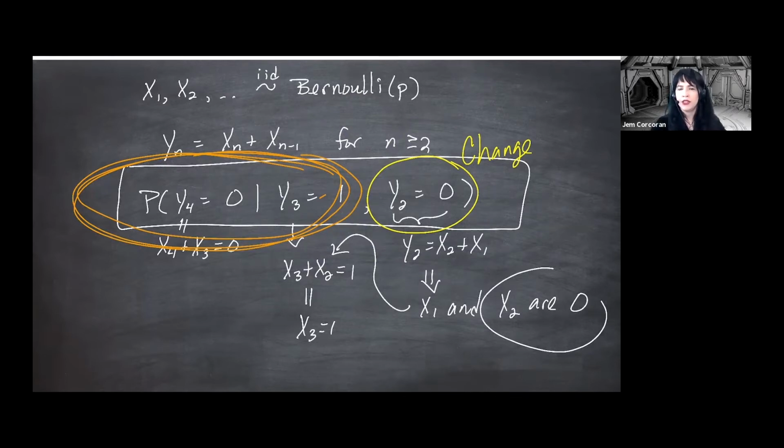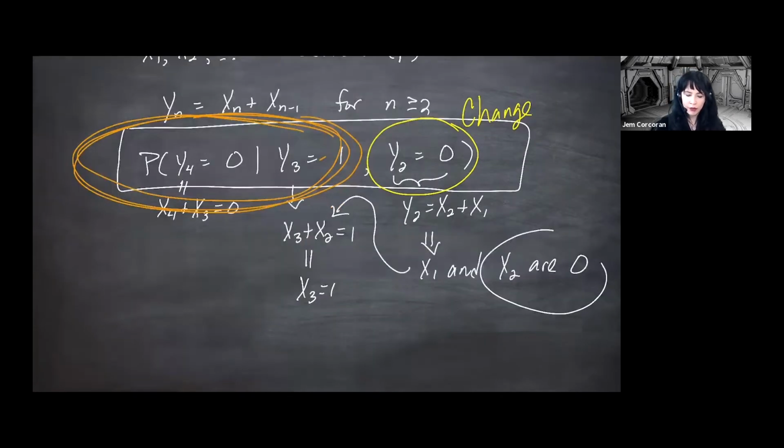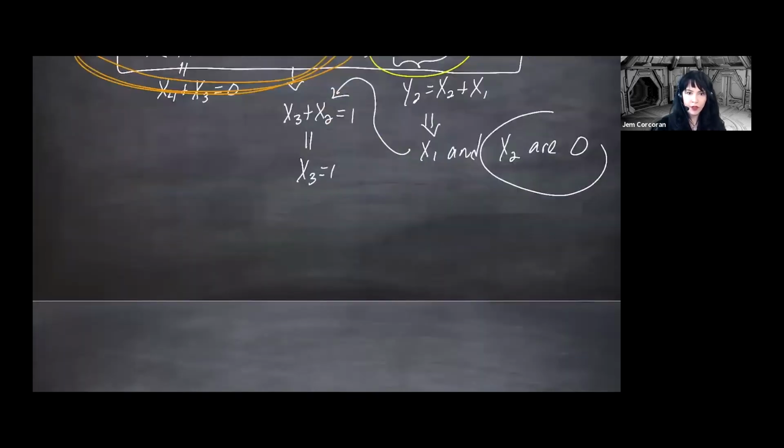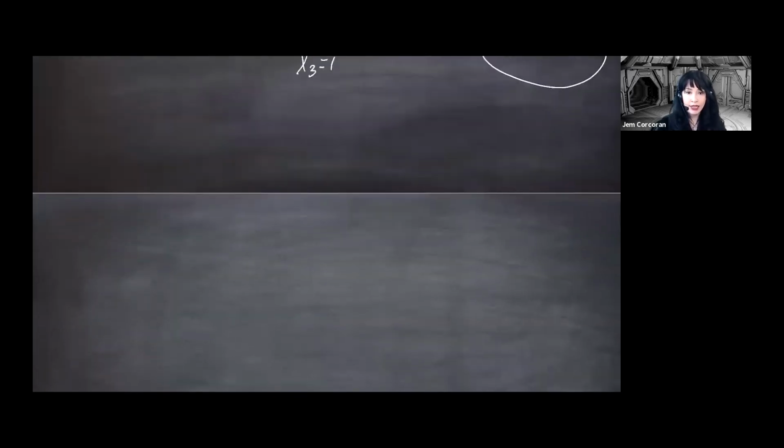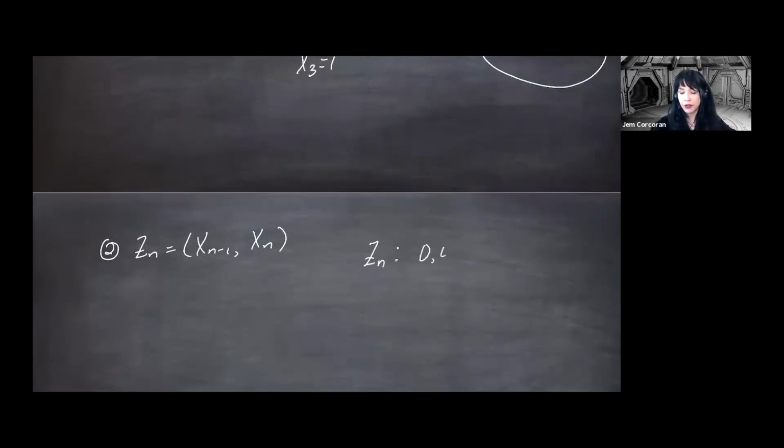Problem 2 is totally a good defective problem. It's an overlap. So in problem 2, we've got Zn defined to be Xn minus 1, Xn. And so if Zn, which takes on the values 0 0, 0 1, and so on, is going from 0 0 to 0 0, this really corresponds to like 3 time steps.